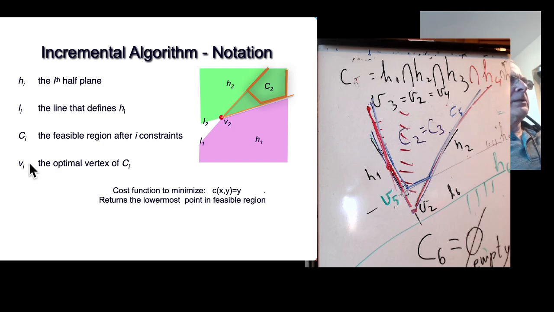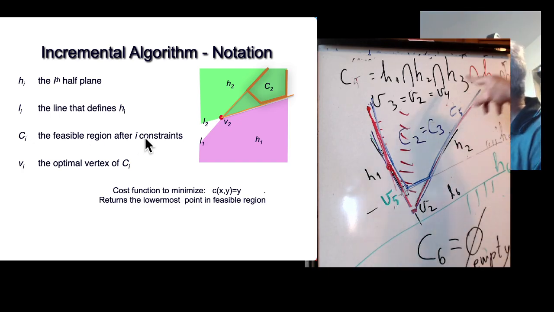And just to proceed with the notation, H_i is a half plane. L_i is a line that tells me what is the border of this half plane. C_i is the feasible region after i constraints. That is, C_i is just what we had written beforehand.